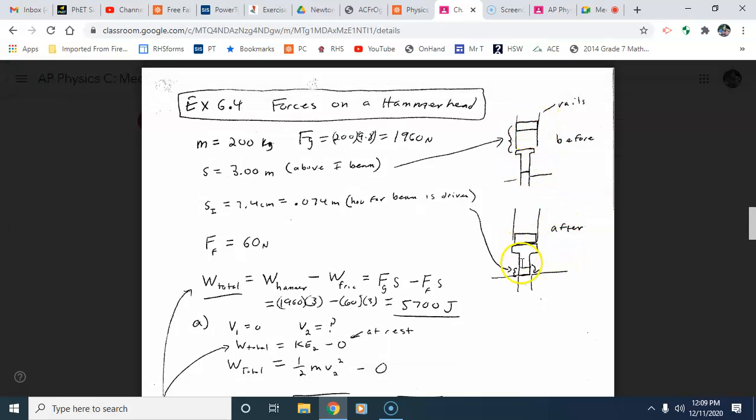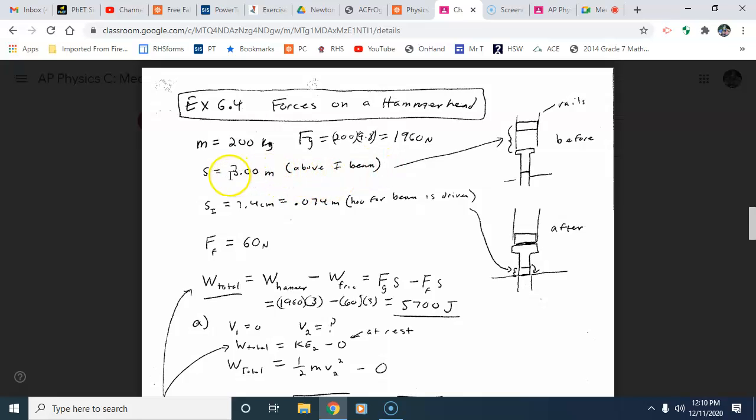So after it hits, it drives down, and it tells me that the I-beam drives down 7.4 centimeters, or in other words, 0.074 meters into the ground. Not very far, just a little bit. That's like the point of a pile driver, or like pounding a stake into the ground even in a similar way, is that usually if it's something hard to pound into the ground, you hit it over and over again, because every hit, it only goes in a little bit, right? So a little common sense there for our thinking.